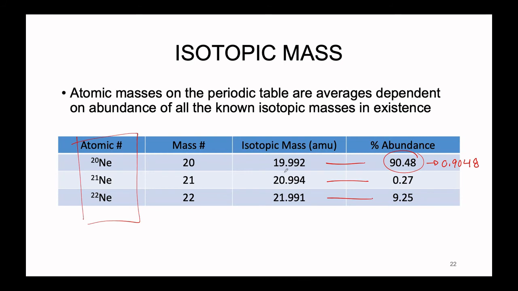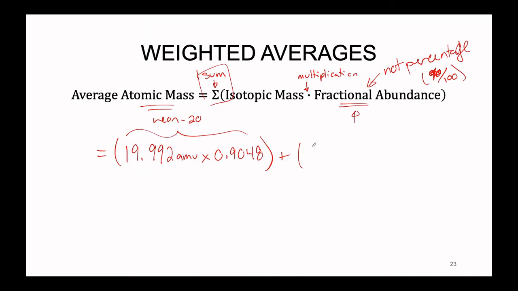So neon 21 has an isotopic mass of 20.994. The percent abundance is 0.27, which means the fractional abundance, when we divide by 100, is 0.0027. All right, so in our equation then, 20.994 atomic mass units, and we're multiplying that by 0.0027. Notice that there are no units on the fractional abundances.